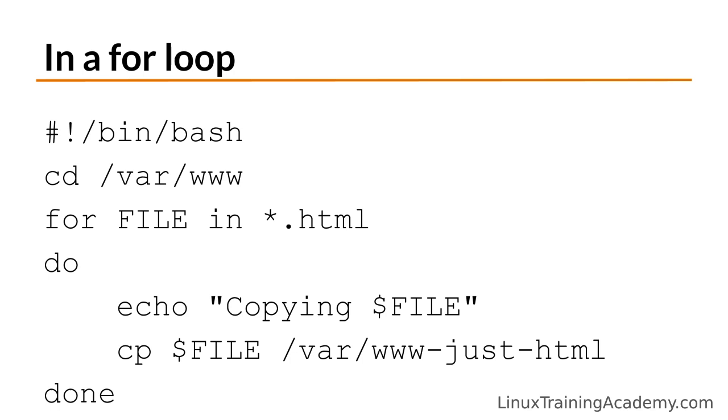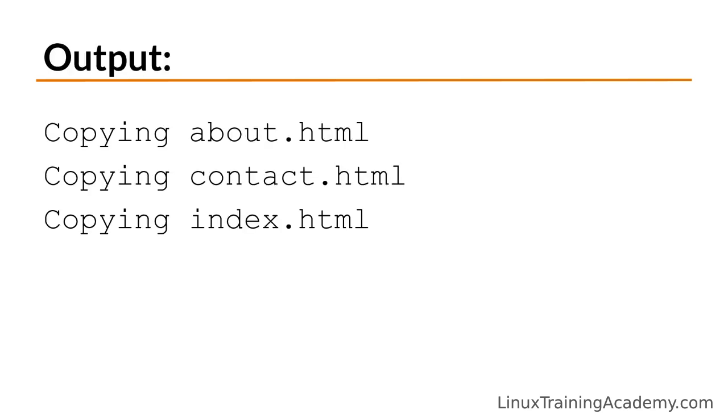Notice that the wildcard expression is being used where you would normally provide a list. This wildcard expression will expand to create a list of matching files and directories. In the case that the wildcard is not matched, the for loop is just simply not executed. Also notice that we explicitly changed into a directory before we used the wildcard. The output of this script might look something like this: copying about.html, copying contact.html, and finally copying index.html.